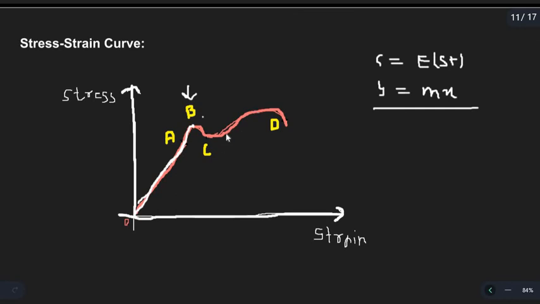Now what happens in plastic flow? Suppose you have reached C. Now you are removing the deforming force. So will it trace the curve back again? No. Why? You had already reached the elastic limit, and now you have come beyond the elastic limit. So it has already lost its elastic character. Now it will behave as a plastic material.